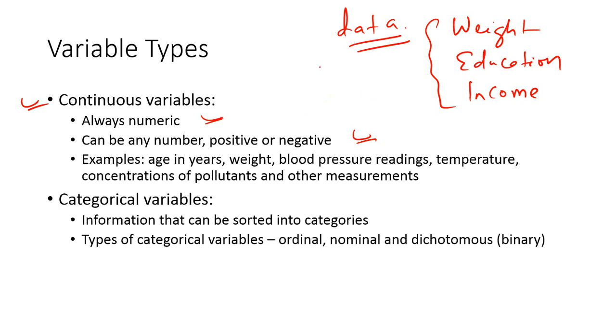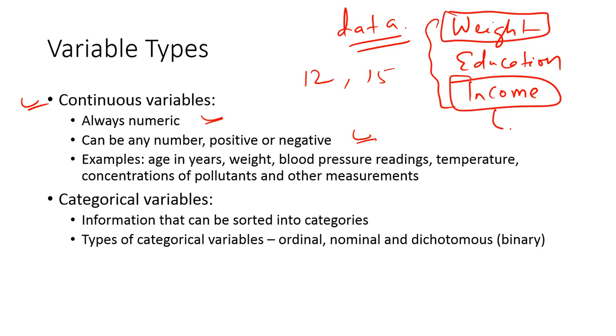Education could be, let's say, 12 years of education, 15 years of education, and so on. Income could be anything, right? Some variables can be both negative and positive. Some variables have to be positive, like weight cannot be negative. But income can be negative, because if somebody is in debt and is paying interest, then the net income would be negative. If the payable is more than the receivable, then it's a negative income.